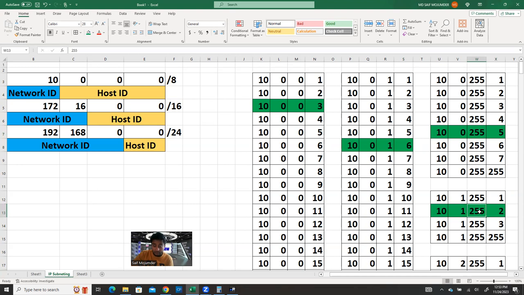In here, the third and second octet change, but it's still in the same network. It's in the same network. So what does it mean, same network?